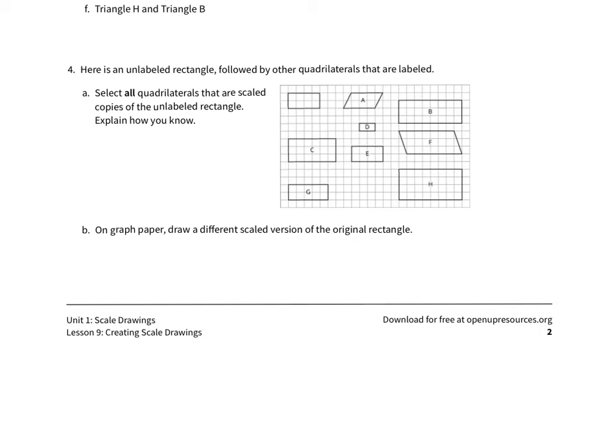Here is an unlabeled rectangle, followed by the quadrilaterals that are labeled. Select all the quadrilaterals that are scaled copies. Well, before I do anything else, I'm going to write the dimensions of this unlabeled one. It's 2 in that direction and 4 in that direction. And just scanning through with my eyes, I can tell A and F are not scaled copies because they're kind of slanted, right? They're not really even the same shape. So for B, this side is 3, and the top side is 8 units long. To go from 2 to 4, I multiply by 2. Not the same thing here, so B is not a scaled copy.